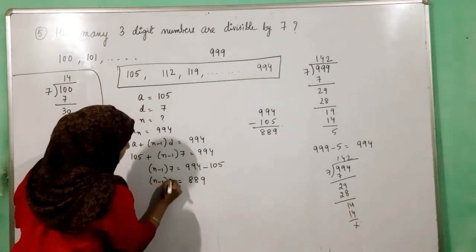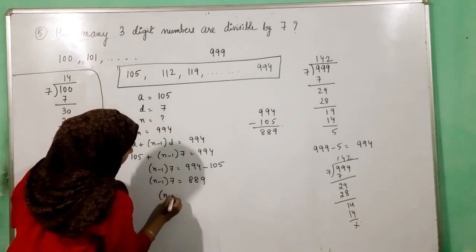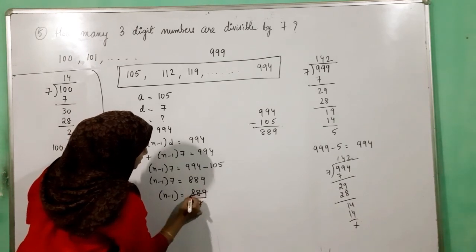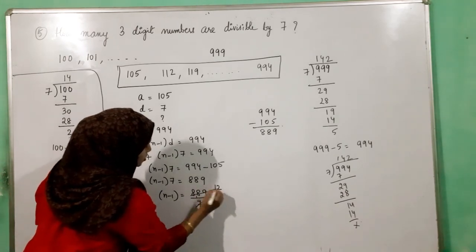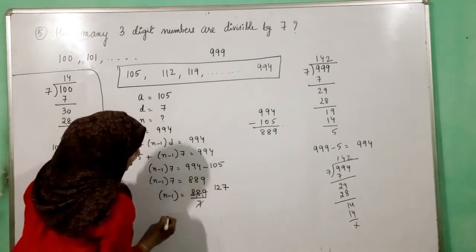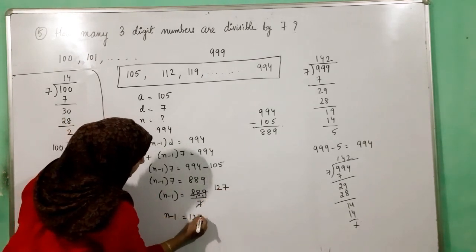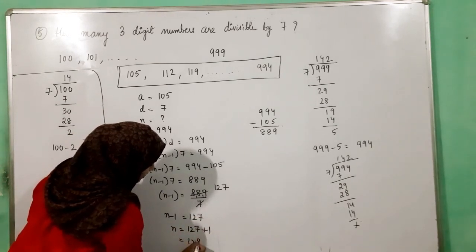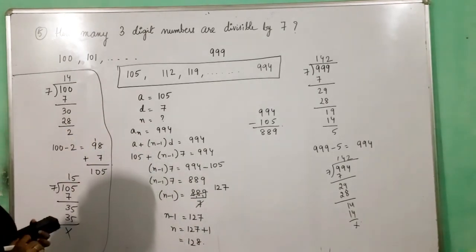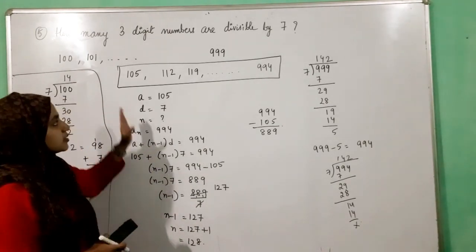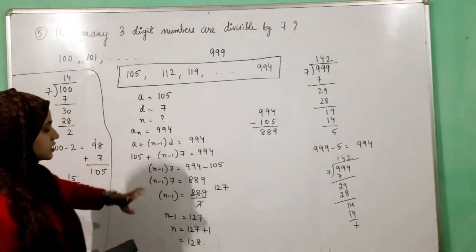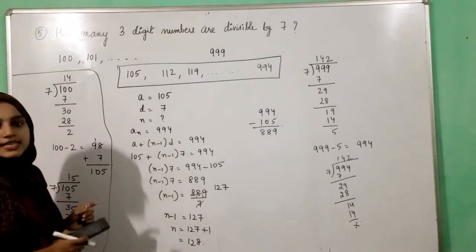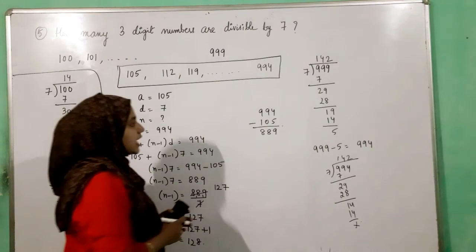Now what will I do? I will send the 7 to the other side. So n minus 1 is 889 by 7. So this will become 7 ones are 7, 7 twos are 14, 7 sevens are 49. So n minus 1 is 127. So n is 127 plus 1, so 128. So totally there are 128 terms in this AP. So there are totally 128 3-digit numbers which are divisible by 7. Okay, so this is our final answer.